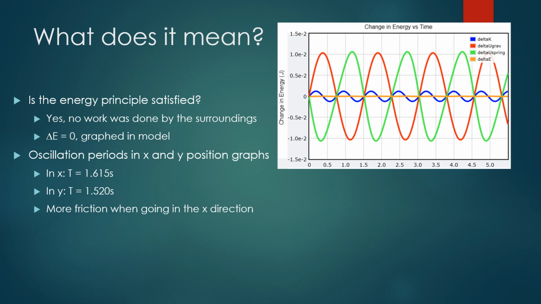As for the oscillation periods in the x and y graphs, I calculated them to be 1.6 seconds in the x and 1.5 seconds in the y. This is most likely due to more friction when the object is moving in the x direction.